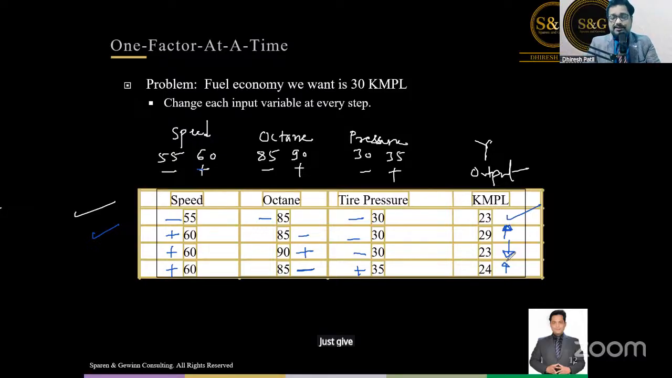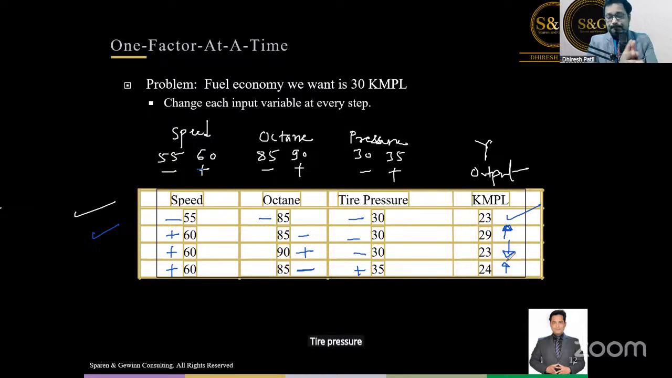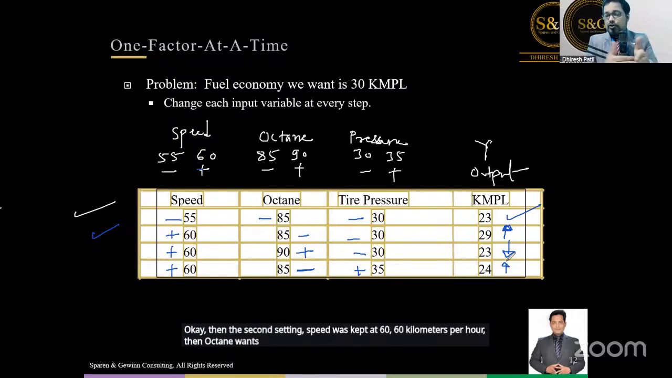Understood how they, okay. So they kept the speed of the vehicle at 55, kept the octane rating at 85, tire pressure at 30, and they ran the vehicle and checked the kilometer per liter. Then the second setting, speed was kept at 60 kilometers per hour, octane was 85, pressure was 30, and it was 29.